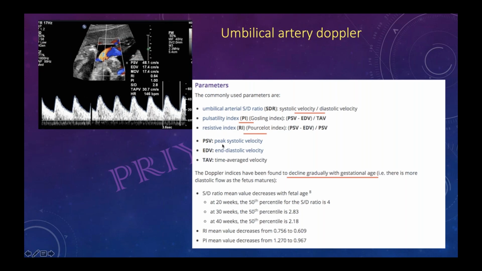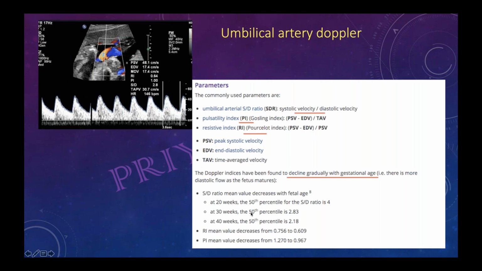And PSV is the peak systolic velocity. This will be the PSV, and the systolic velocity will be somewhere here. The time averaged velocity will be calculated by the machine. What you have to know are these two terms, because they are used in the guideline: PI and RI. This is the calculation for PI, and this is the calculation for RI. Nobody is asking you, so please don't remember it.